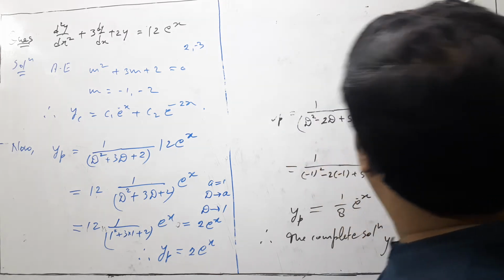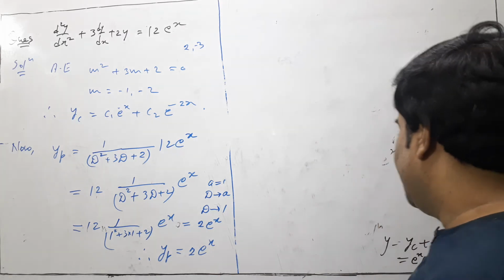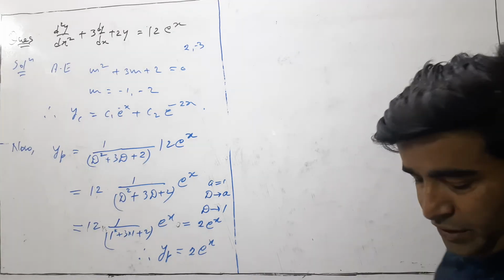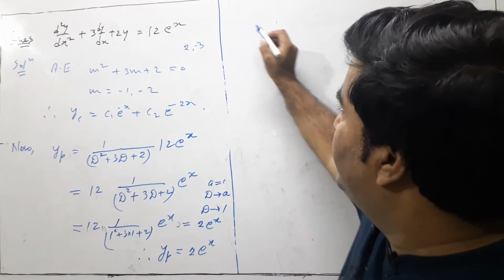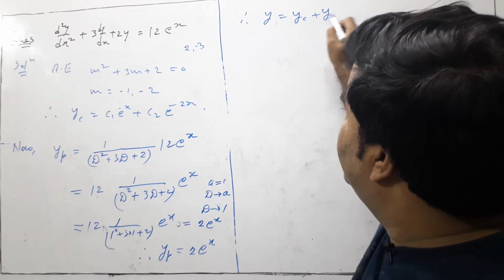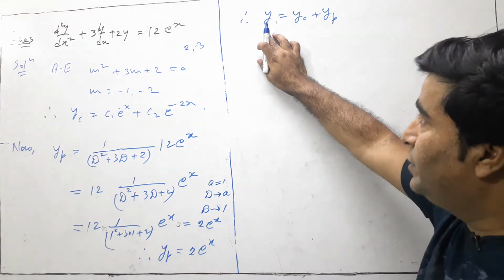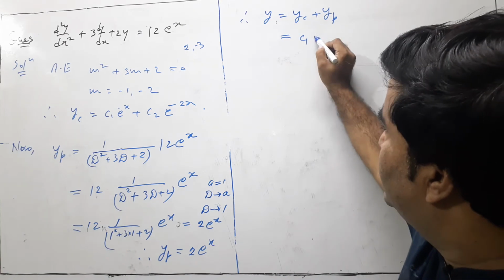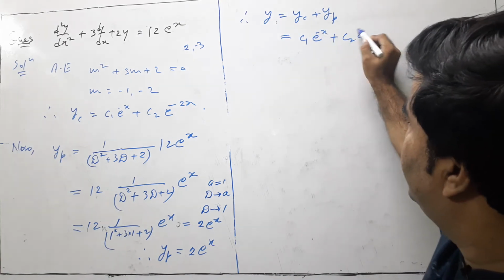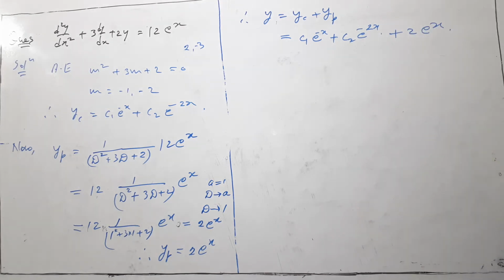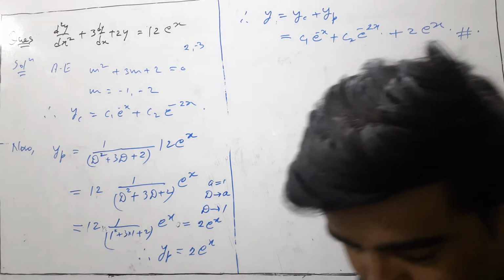Hence the solution of the given differential equation is y = yc + yp, complementary function plus particular integral. Y means the complete solution of the given differential equation, and this is y = c1 e^(-x) + c2 e^(-2x) + 2 e^x. This is the solution.